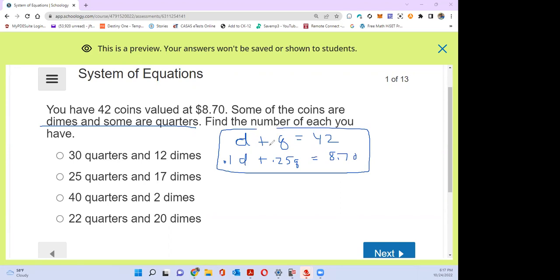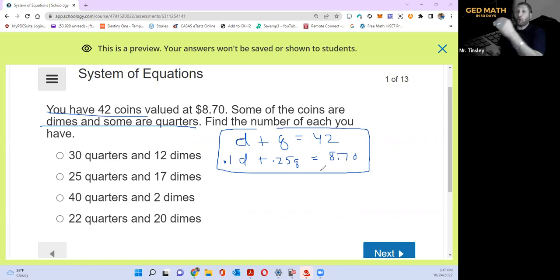The number of dimes plus the number of quarters equal 42 coins. 10 cents times the number of dimes plus 25 cents times the number of quarters equal 870. Already, most people would have problems trying to find the two equations that they're even going to use. But let's go to the next thing. So now I'm going to solve for Q first.